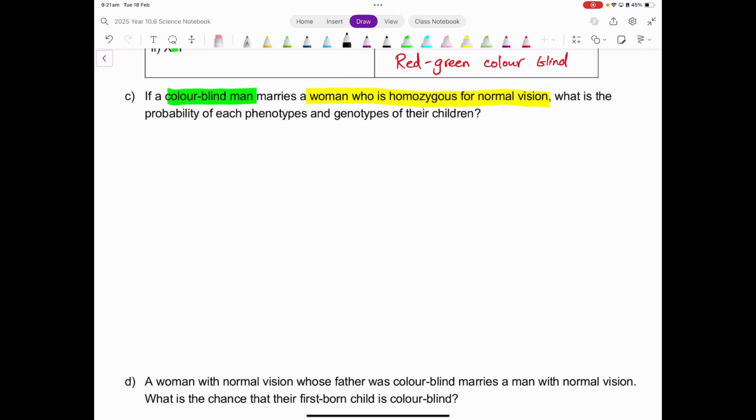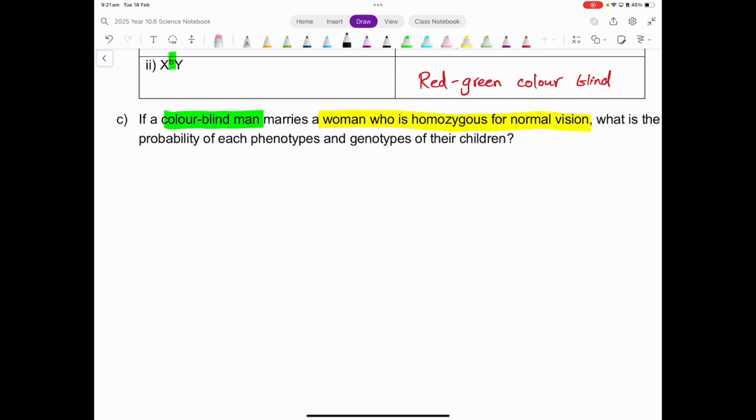Great. So we can figure out, based on the man here, something that I like to do every now and again is, before I even get to my cross down here, I can actually annotate this diagram up here. Now you'll notice there's not much space, but a colourblind man only has 1 copy of the X chromosome. And in order to be affected, he must have the recessive allele, so X little b Y. And we've been told a woman, so XX, is homozygous for normal vision. And as we've done above, homozygous for normal vision is going to mean capital B, capital B.